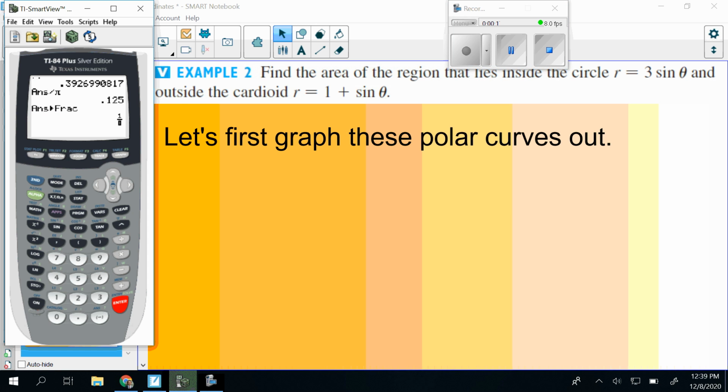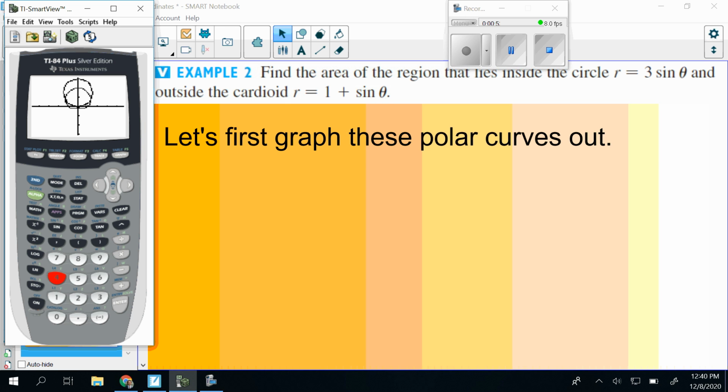So open up your graphing device here. Let's go to our polar curves. Again, make sure you're in polar form. Let's type these two in. So we've got 3 sine theta as one graph, and then our other graph here is 1 plus sine theta. We're going to graph both of these on the same one. Let's go on that decimal one, number 4. If we graph these out, there's our circle and there's our cardioid.